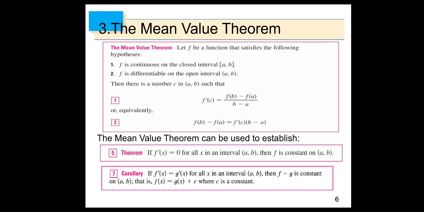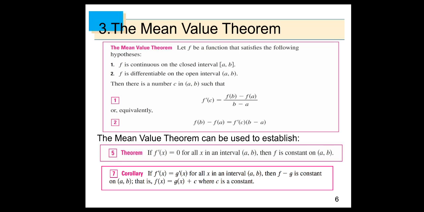So the mean value theorem says: let f be a function that satisfies the following hypotheses. Our function is continuous on the closed interval [a, b], and it should be differentiable on the open interval (a, b). Then there is a number c between a and b such that f prime of c, the derivative of f at c, is equal to f of b minus f of a divided by b minus a. So that's how we calculate the derivative of f at c.